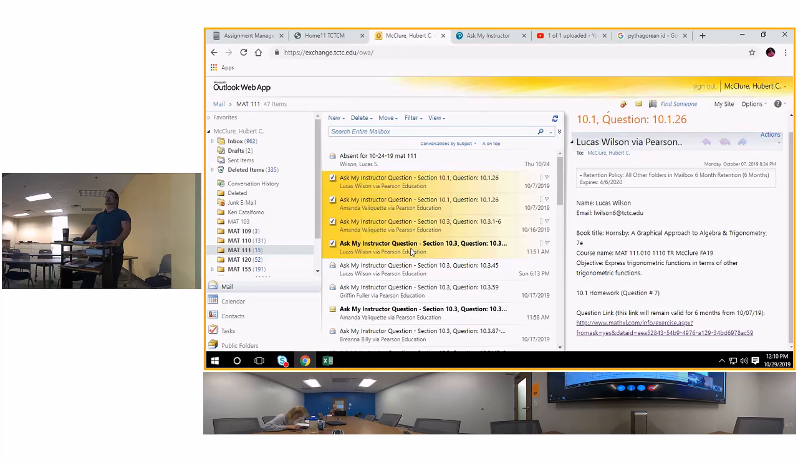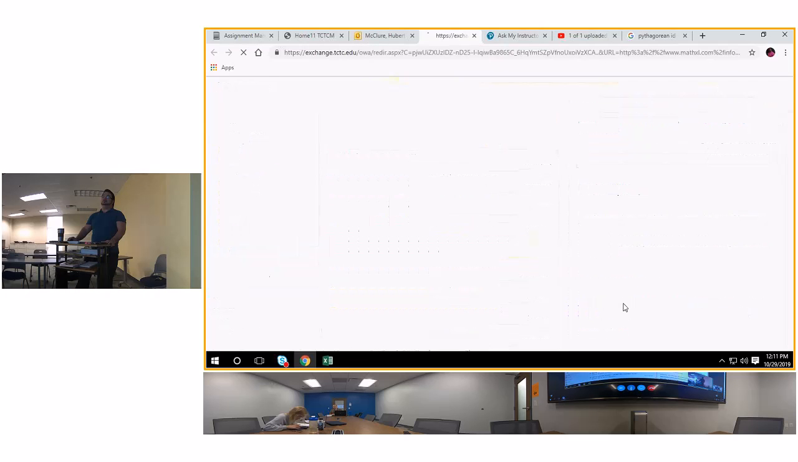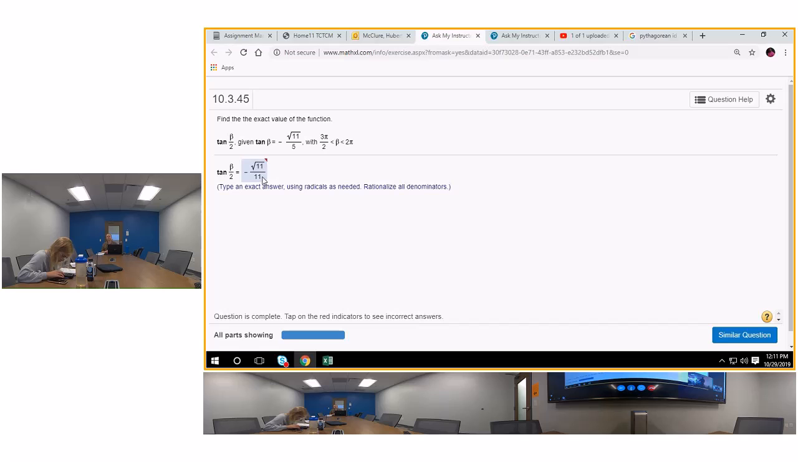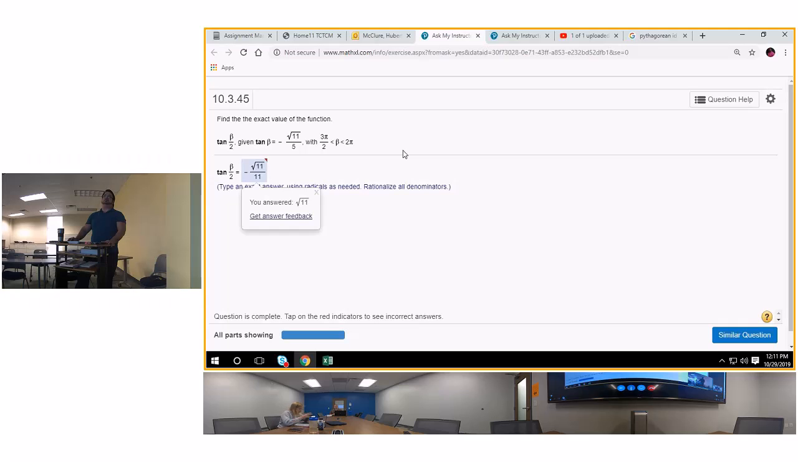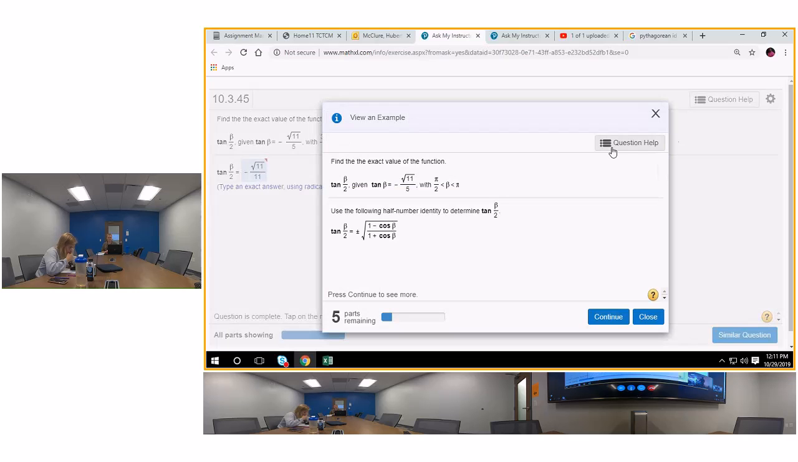In there. Is this it? Yeah. Should be square root of 11. So you got the square root of 11 and they said it was wrong. Yes. It may be a mistake in the book, maybe. I don't know.